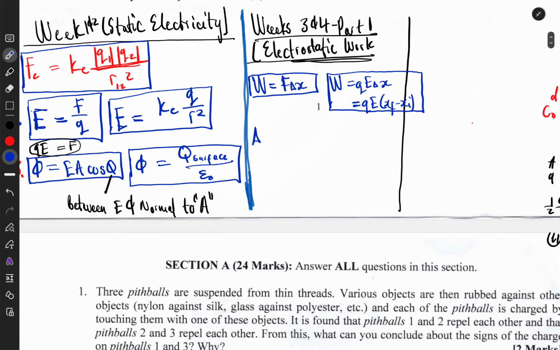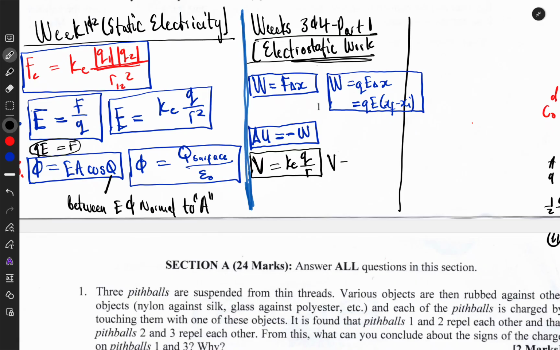Then the second is for change in energy, which is just equal to negative of work done, okay? This is the change in potential energy. It is just equal to the work done, okay? So we have seen 2 for work. Then one for potential energy, the change in potential energy. Then we'll have the other one for potential now, which is just going to be Ke Q over R. We saw the other one was Ke Q over R squared. That was E. In here we have Ke Q over R.